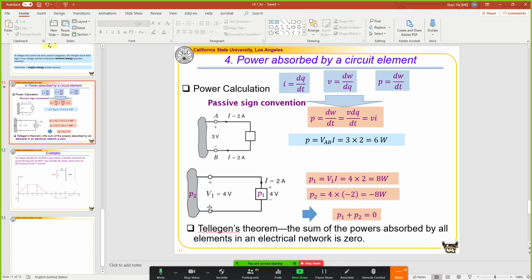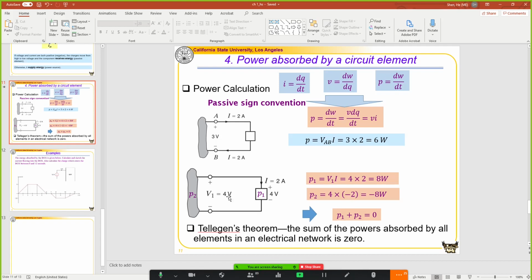So if we add all the power absorbed by all the elements in the circuit, in this circuit we have 2 parts, P1 and P2. We add them together, it'll be 0. So this is also summarized in Tellegen's theorem. It says that the summation of the powers absorbed by all elements in an electrical network is equal to 0.